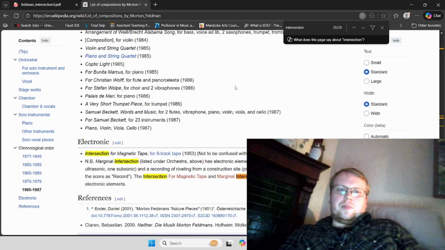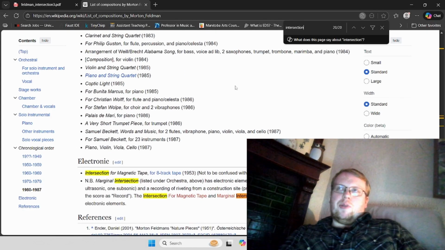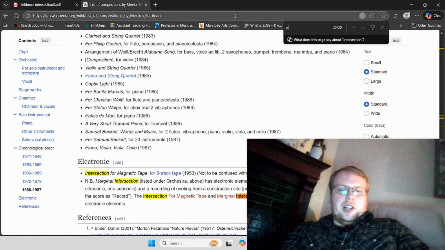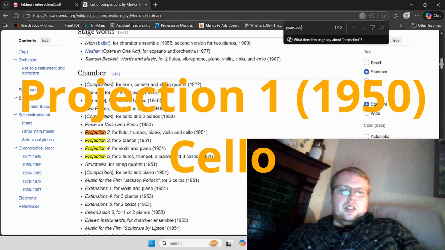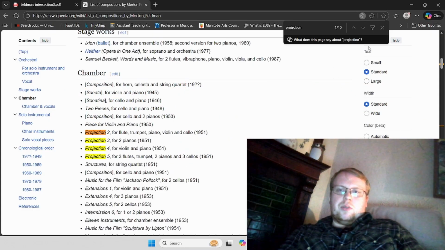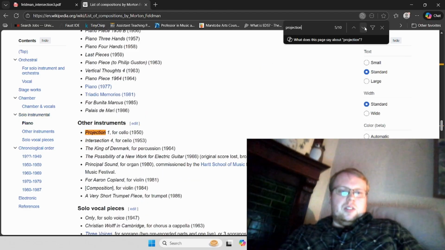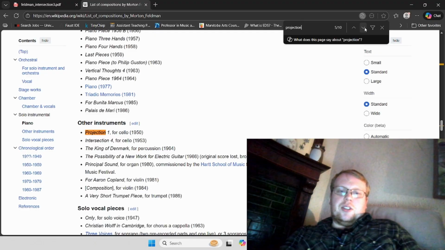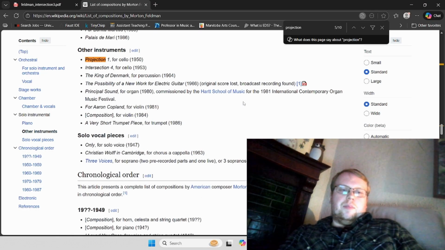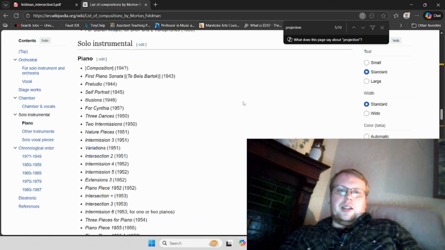Like the famous grid paper example, which I think is in the Norton anthology, is the Projection for cello. Yeah, that series. Where's the first one? Yeah, the first one is for cello. I guess historically people like to share Projection 1 because it is 1950. It's really old. But this intersection series is almost as old. So yeah, that's kind of interesting.